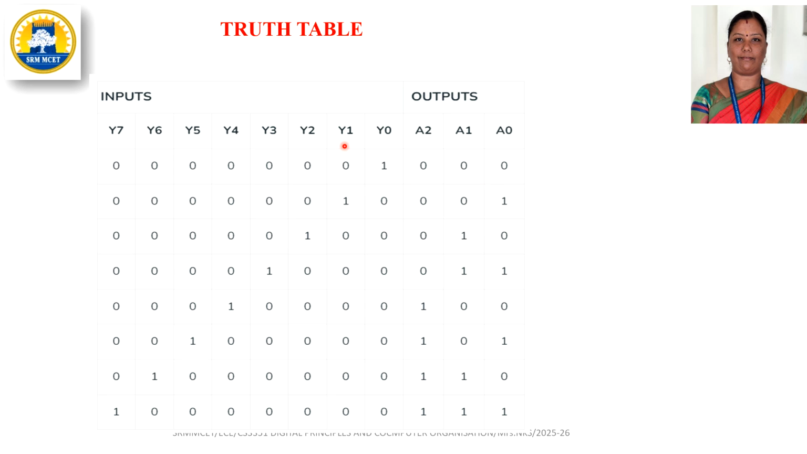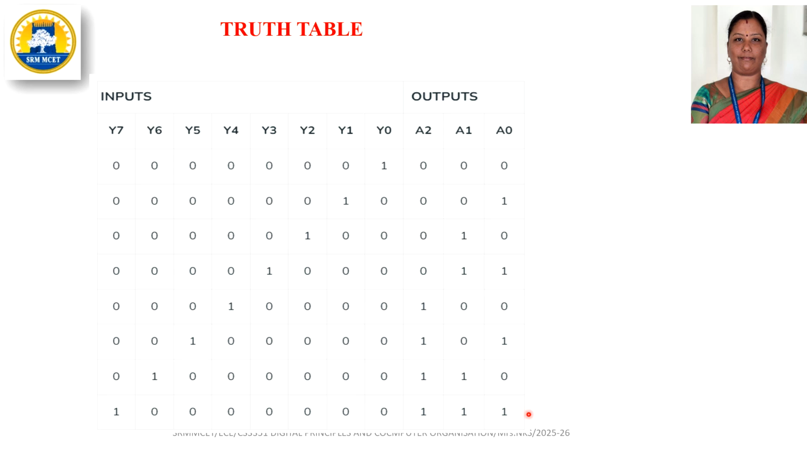Then the Y1 input alone is set to 1 and the other inputs are 0. The binary equivalent of 1 is 0, 0, 1, which appears at the output. Likewise, when the Y2 input is set high and the other inputs are 0, the binary equivalent of 2, which is 0, 1, 0, is present at the output. Likewise, for all 8 inputs, the corresponding binary codes are given at the output.